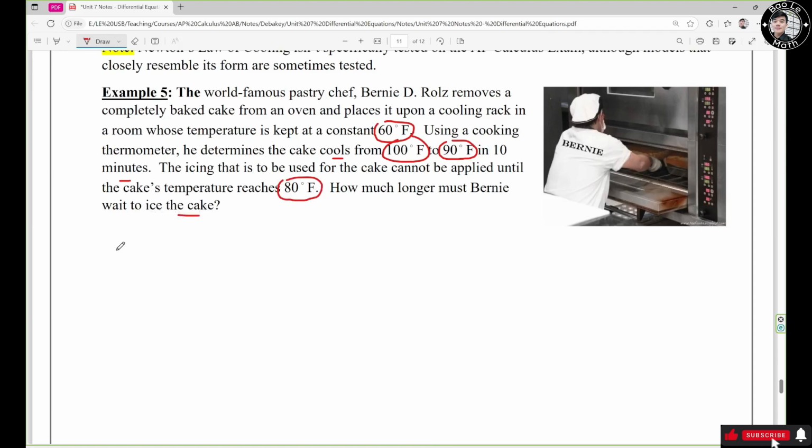Alright, so you need to summarize this problem. You have the first order pair. He determines the cake cools from 100 degrees Fahrenheit, which means at t equals 0 it is going to be 100 degrees. The second order pair is going to be t for 10 minutes, it could be 90 degrees Fahrenheit. Now the question asks you to find at what time t the temperature reaches 80 degrees Fahrenheit.